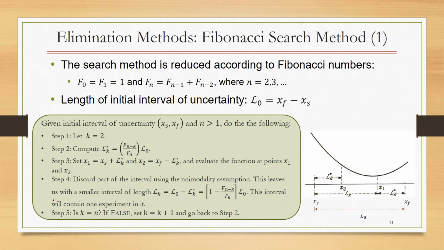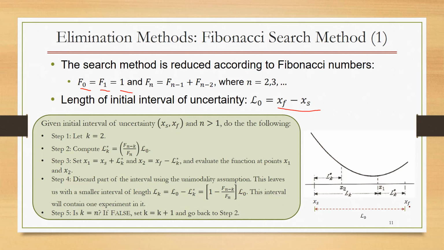So basically, I told you what a Fibonacci number is. You know the first 2 numbers, F0 and F1, are equal to 1. And after that, for any n value, it's the sum of the previous 2 consecutive Fibonacci numbers. And we assume that in the beginning, we are given an interval from xs to xf, and the length of this interval is L naught. Given this, in the beginning we have to know what n is. This is a drawback of Fibonacci, but I will tell you how it is good and how it is bad. So given n and given this initial interval, we have L naught. This is given to us.